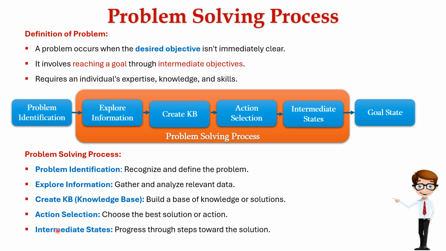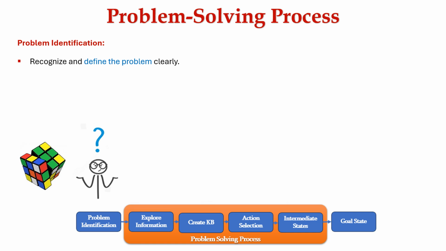Next, intermediate steps, which means we have to progress through steps towards the solutions. Finally, it is goal state, which means we have achieved the desired outcome or solution. So hope you are clear on the steps involved in the problem solving process. Let's explore the problem solving process in detail.